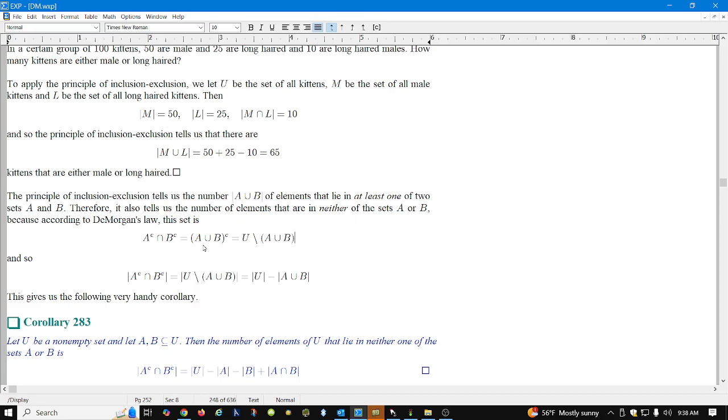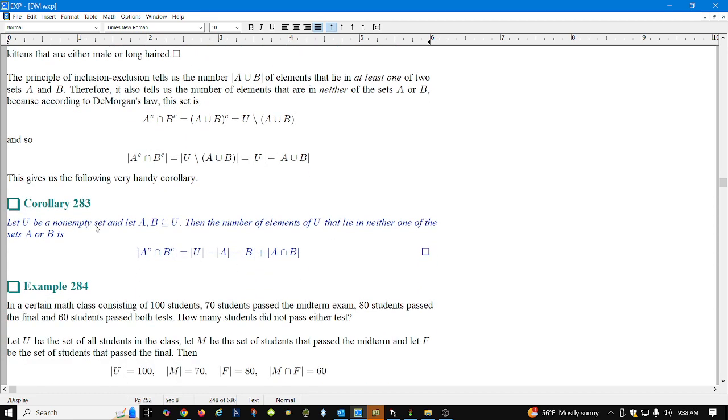De Morgan's law tells us that this intersection is the complement of the union, and that will be the universe minus the union, the set minus. So the size of the intersection here is the size of U minus the size of the union. And that's worth putting in a corollary because it comes up a lot. The number of elements of U that are in neither one of the two sets is given by this formula.